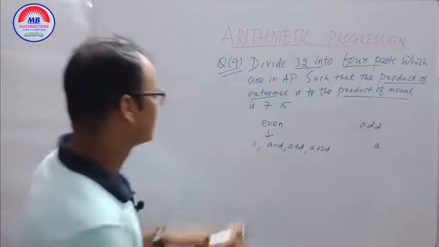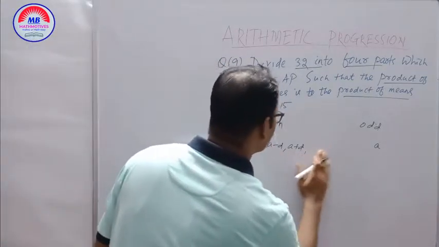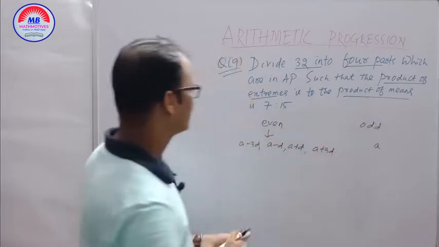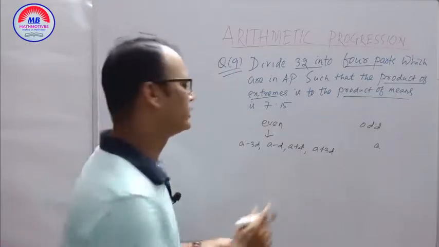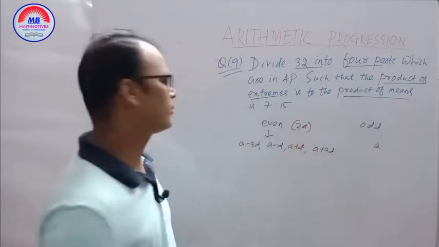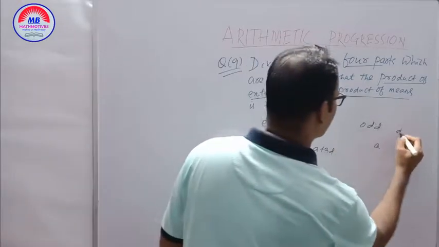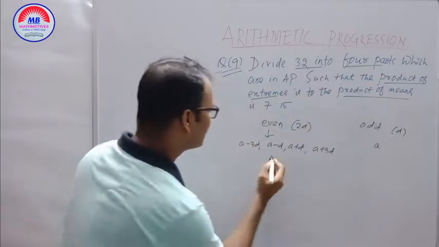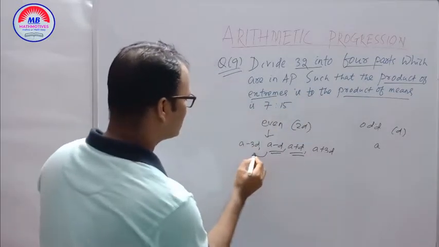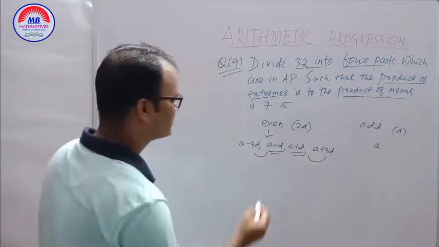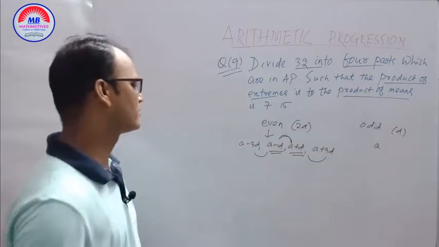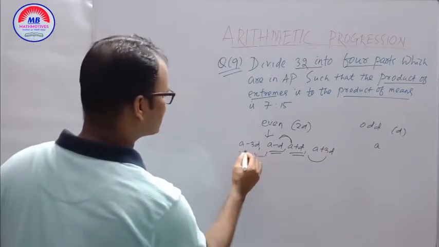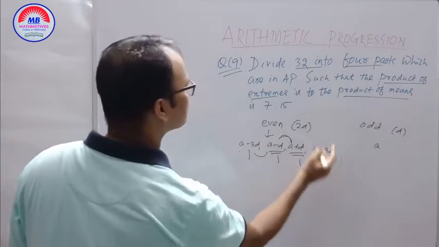Here we take a minus 3d, a plus 3d, because here the difference will be 2d. In case of even, the common difference is 2d. In case of odd, the common difference is d. So 32 into 4 parts means if we take the middle terms a minus d, a plus d, then this term will be a minus 3d, this term will be a plus 3d, because the difference between consecutive terms is 2d. Okay. So divide 32 into 4 parts. So first part is this one, second part is this one, third and fourth.